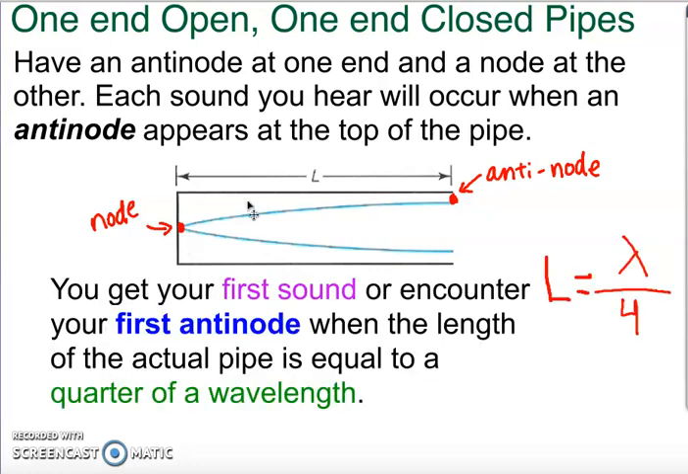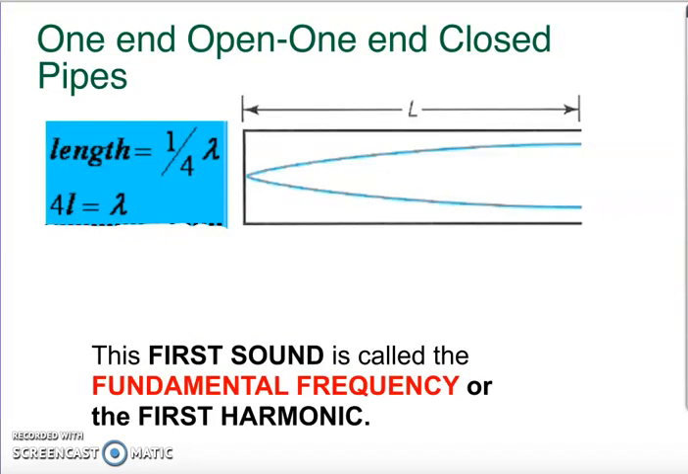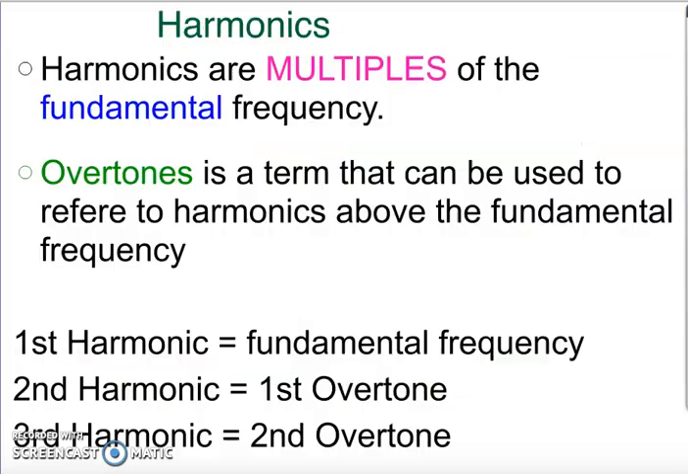Since our wave is going from a node to an antinode, this is 1/4 of a wave. We're going from a point of equilibrium to a maximum, and so that would be 1/4 of a wave. That means that the first sound that we hear will happen when the length of the tube is exactly 1/4 of a full wave. And so to get the full wavelength inside this tube, we would need it to be 4 times longer than what it actually is. Now this first note that we hear, we call it our fundamental frequency, or our first harmonic.